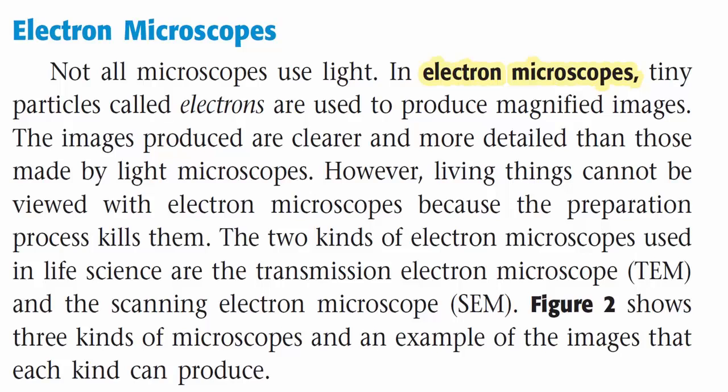Electron microscopes. Not all microscopes use light. In electron microscopes, tiny particles called electrons are used to produce magnified images. The images produced are clearer and more detailed than those made by light microscopes. However, living things cannot be viewed with electron microscopes because the preparation process kills them.